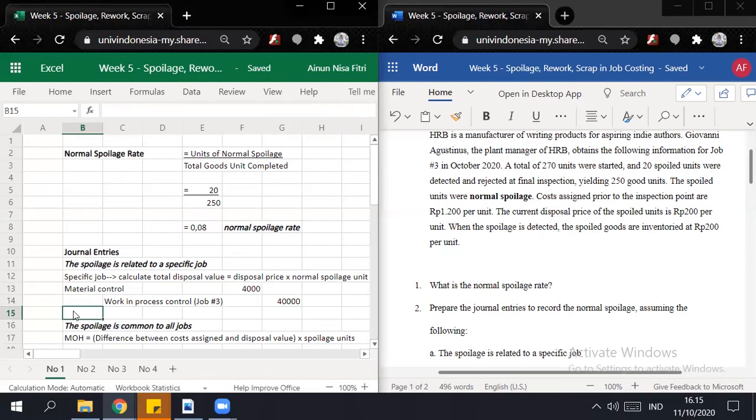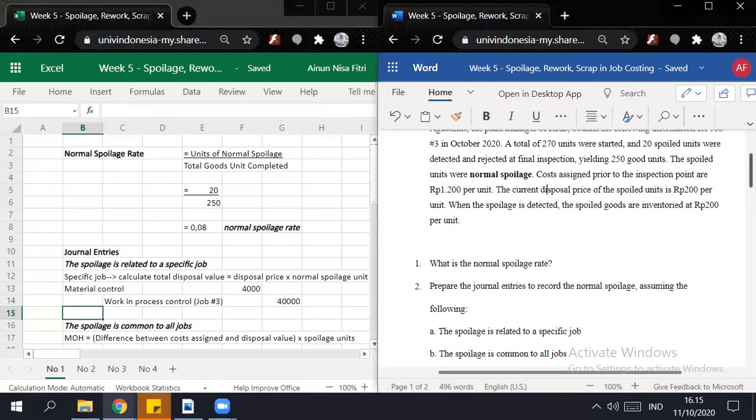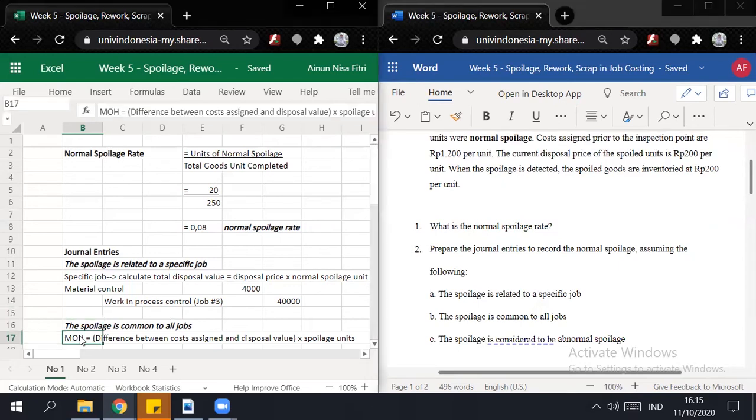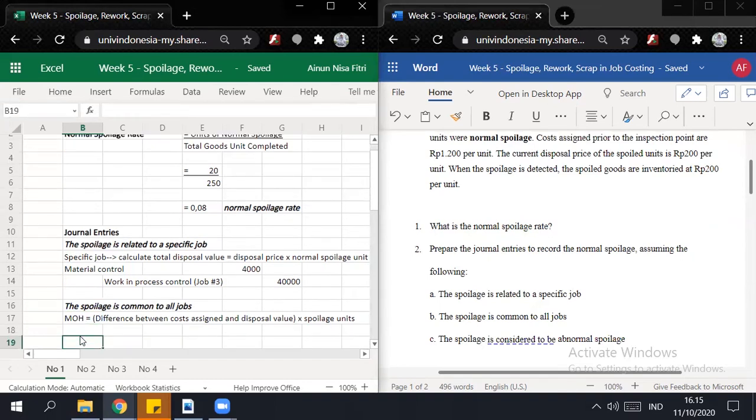So that's it for spoilage related to a specific job. Second is if the spoilage is common to all jobs. If the spoilage is common to all jobs, we have to recognize the cost. However, the cost is not assigned to that job, but it is recognized as manufacturing overhead. And how to calculate the manufacturing overhead? Manufacturing overhead for spoilage is the difference between cost assigned and disposal value, times the spoilage units.